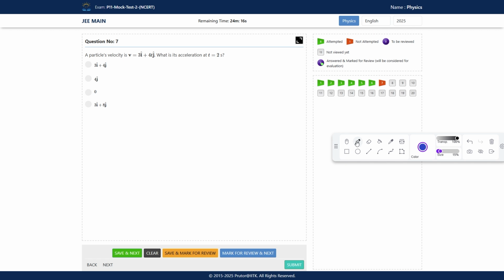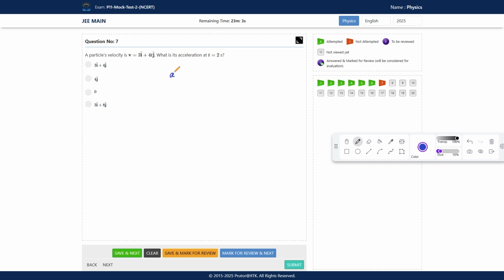Next. The particle's velocity is v equal to 3 i cap plus 4t j cap. What is the acceleration at t equal to 2 seconds? So in this question you have to find out the acceleration at t equal to 2 seconds. So we know what is acceleration? Rate of change of velocity. Yes or no? We know acceleration is rate of change of velocity.